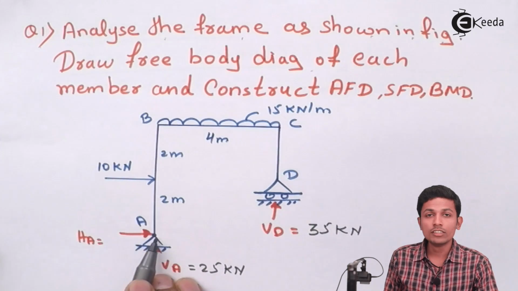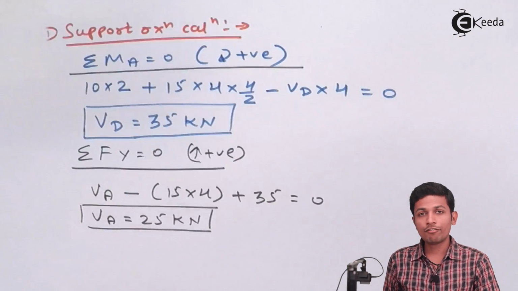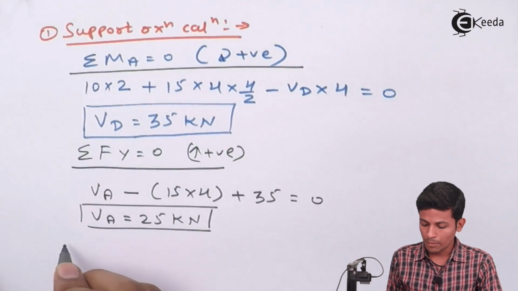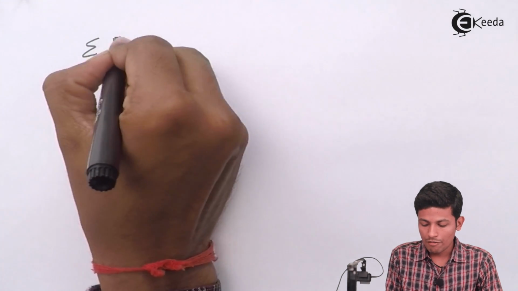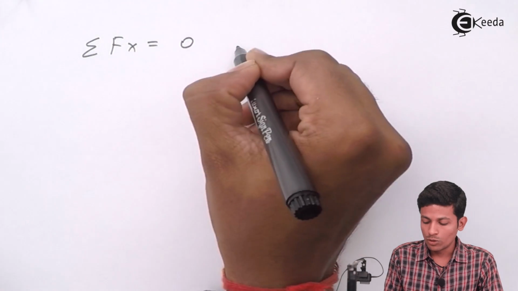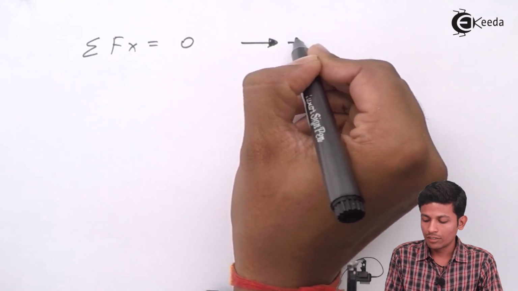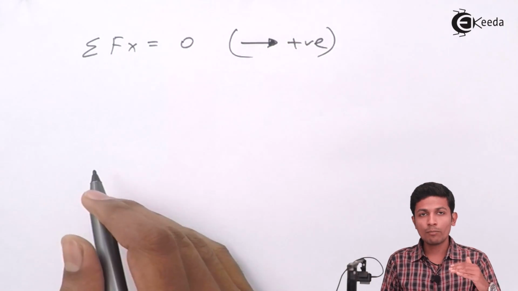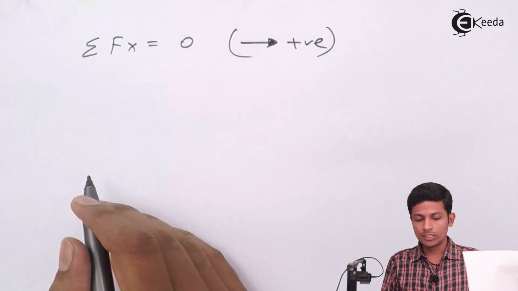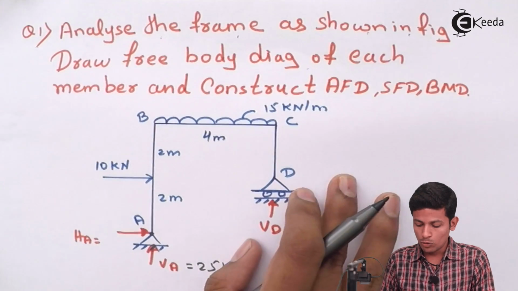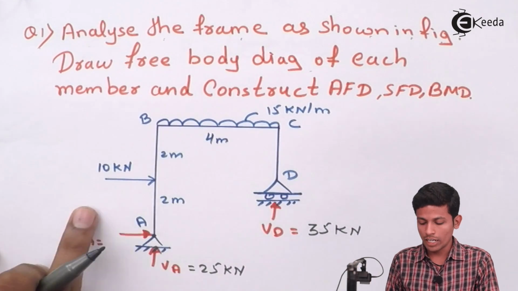Now what about this? This is your x part. So in frames we have also taken the summation Fx equal to 0, with this as positive. We are going from left to right, goes negative, sorry, positive. Now see the diagram. As you all know, in this horizontal direction we only have 10 kilonewton.